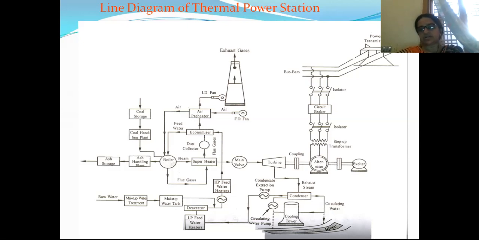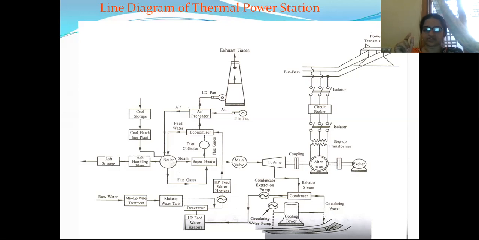I told you that the steam from the main valve will be sent to the turbine. This steam will be forced to pass over the blades of the turbine. Some steam will get exhausted, and this exhausted steam will be passed to the condenser. In the condenser, the temperature of the steam will be reduced.